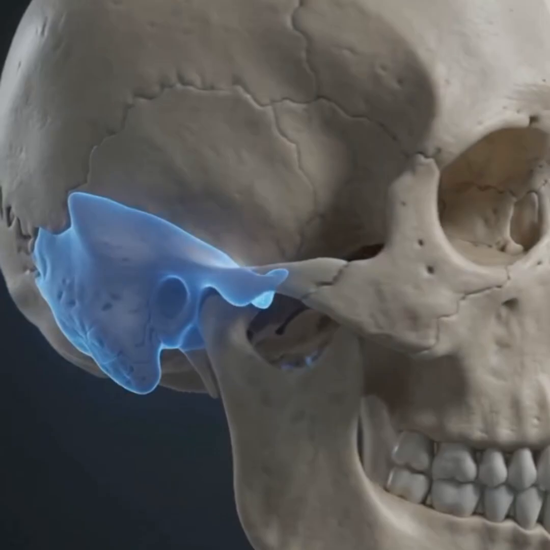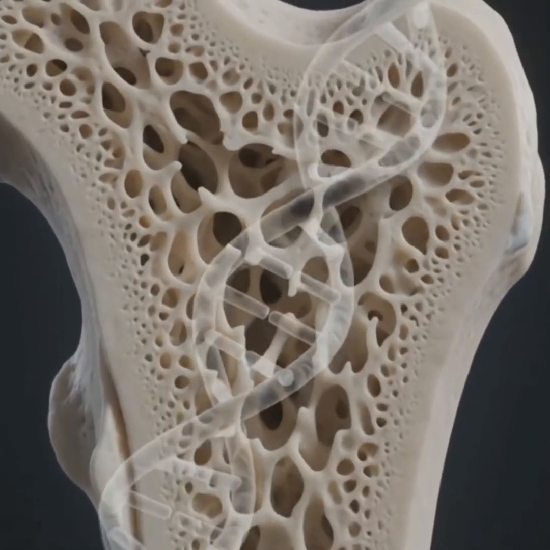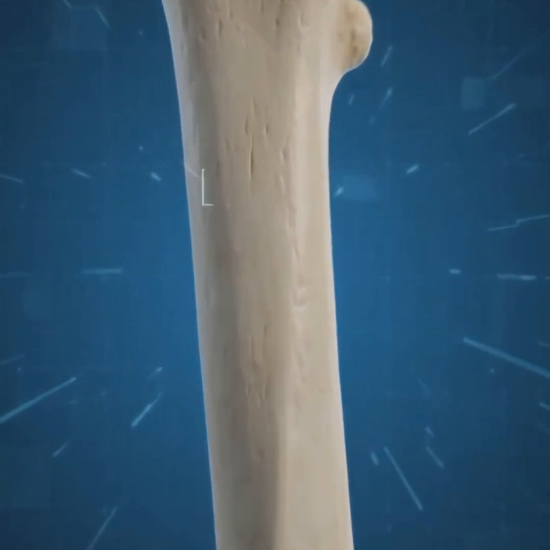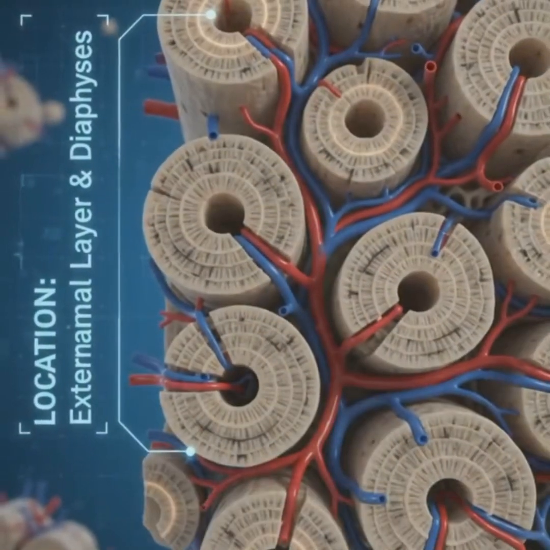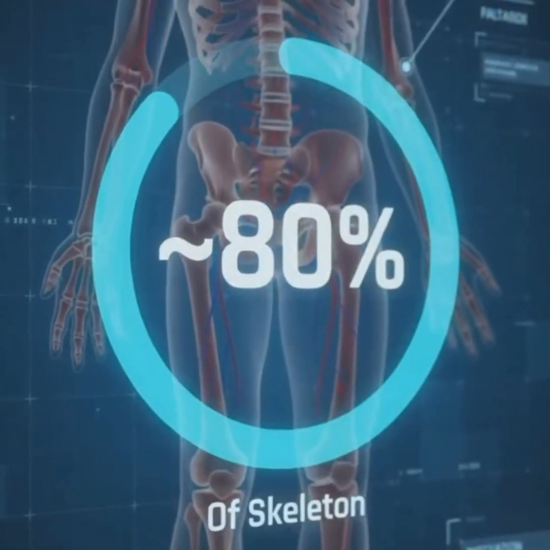The petrous bone is the densest element and best for ancient DNA. Compact bone is the dense external layer of all bones. Its basic unit is the osteon, or Haversian system, and it forms the diaphysis of long bones. It makes up 80% of the skeleton.